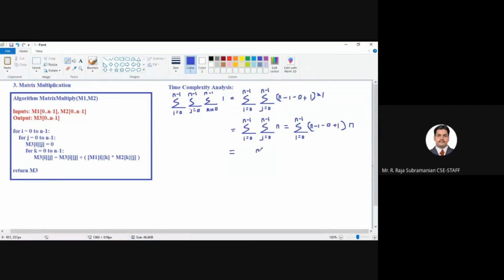I'll get N squared. And I am having one summation also, that summation I'll put. Now solve for the I summation. Cube. Yes, answer is N cube, that's it. So I'll get again N minus 1 minus 0 plus 1 into N squared. So minus 1 and plus 1 will get cancelled. And what is the result?